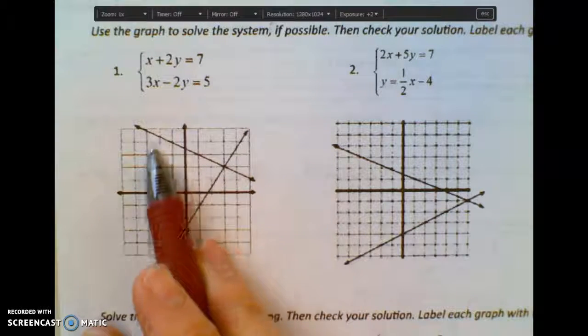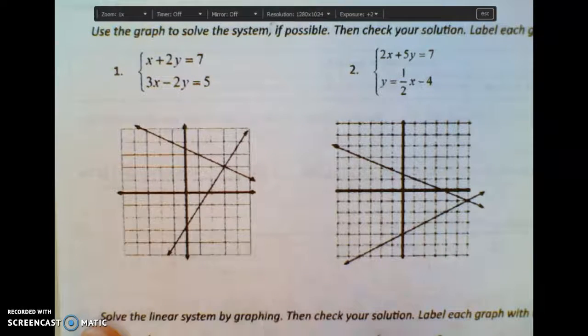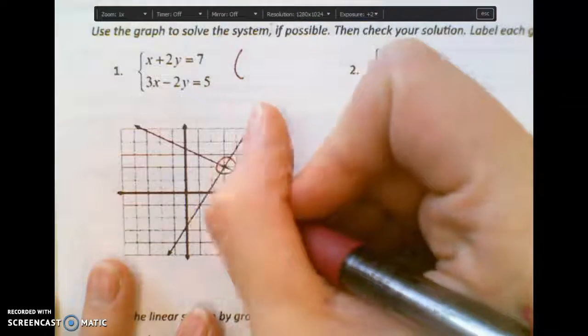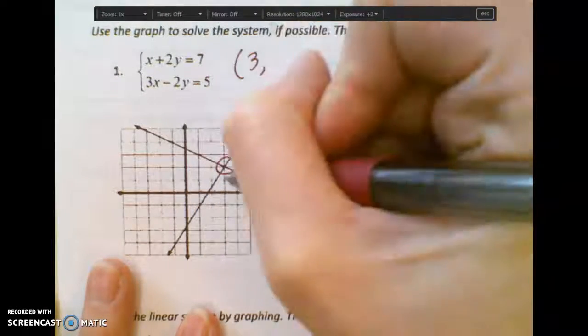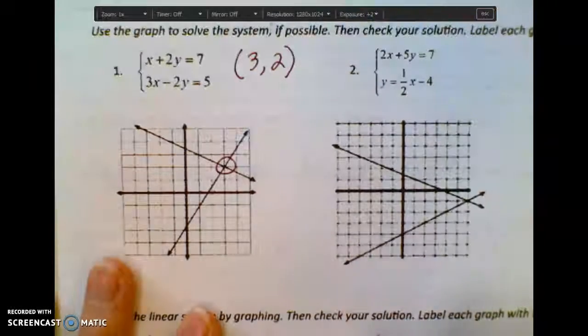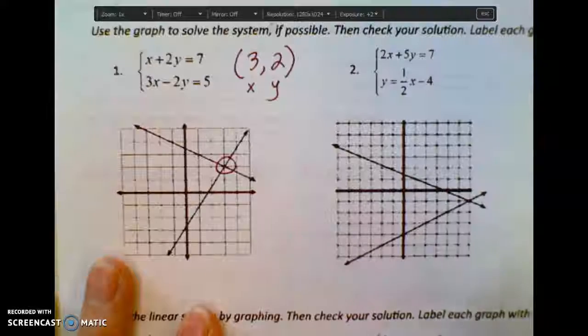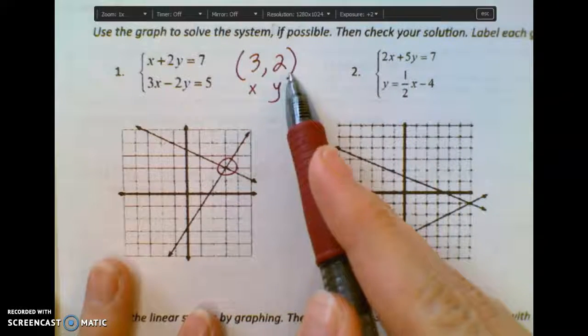When I look at this graph, what is that point? How do I know where they're both satisfied? It's where the graphs meet, or where they cross. So what's that point here? That point is +3, +2. So our point is (3, 2). 3 is our x value, 2 is our y value. So this is the point that we think satisfies it.